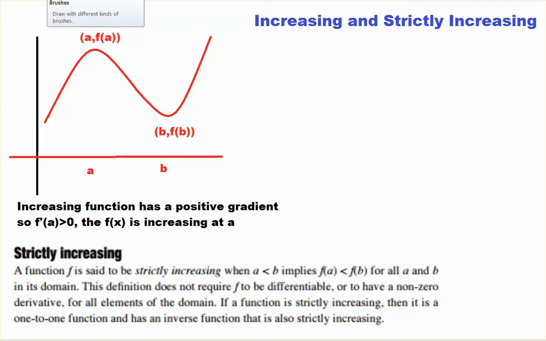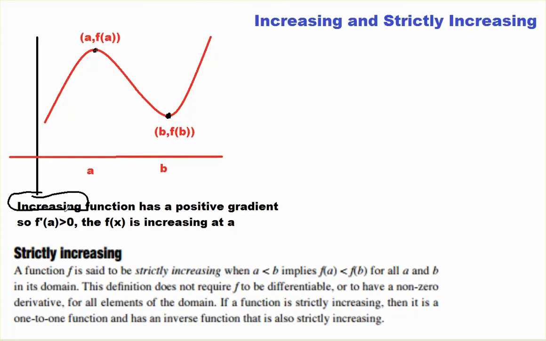This is for Year 12 Methods, and it's a description of the difference between increasing and strictly increasing. Let's say we have this function here that's drawn, and I've located 2 points on the function. One is where the stationary point is at A and f of A, and the other is where a stationary point is at B and f of B.